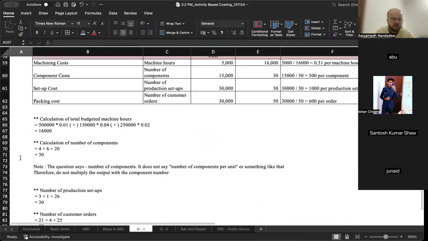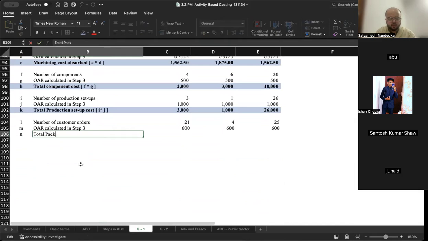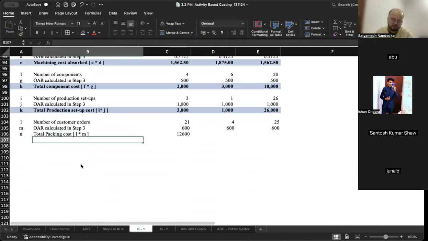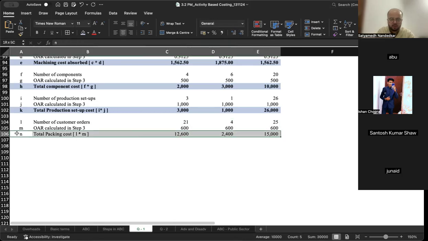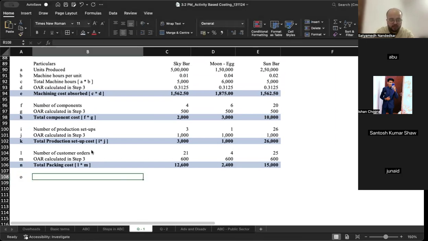Total, what is the name? Total packing cost. यहाँ पे लिखो total packing cost, L into M. Okay. So another item, N, total packing cost. Now you have four costs: machining cost, component cost, total production cost, total packing cost. Now let's take the total of each of these. These are basically my production overheads.